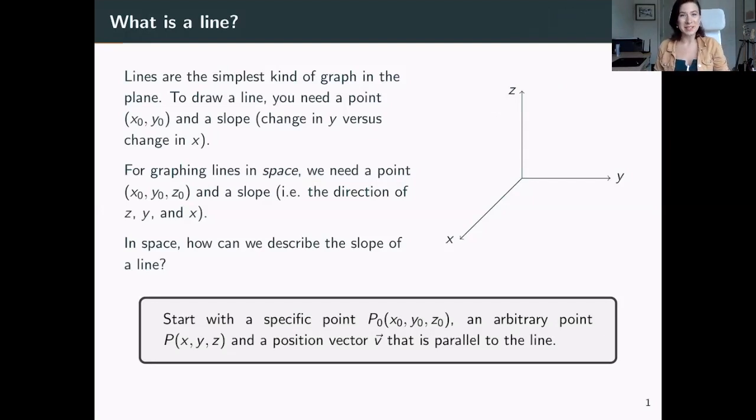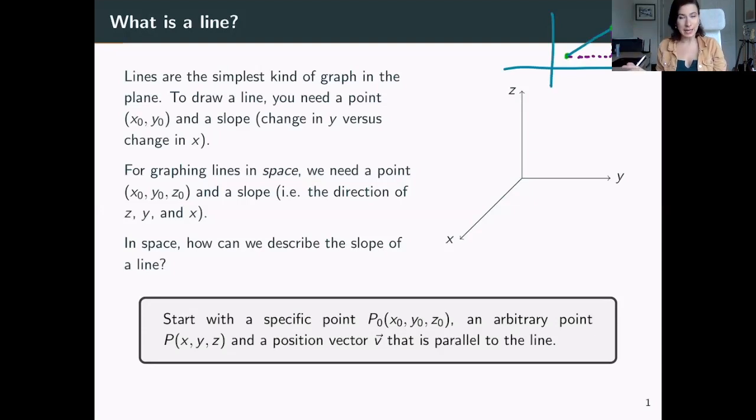A relatively simple question. When we started off in our study of functions in high school, linear functions were the first ones that we looked at. And in order to draw a line, we know that we need a point and a slope. So if I have a point and I know what my change in x and my change in y is, then I can define the line that would connect those 2 points.